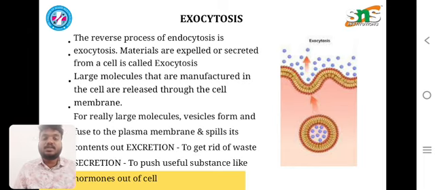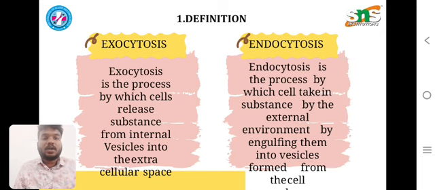to push useful substances like hormones out of the cell. Examples of exocytosis are the release of hormones like insulin and the release of neurotransmitters in nerve cells and so on. So let us go into the definitions. What is meant by exocytosis?